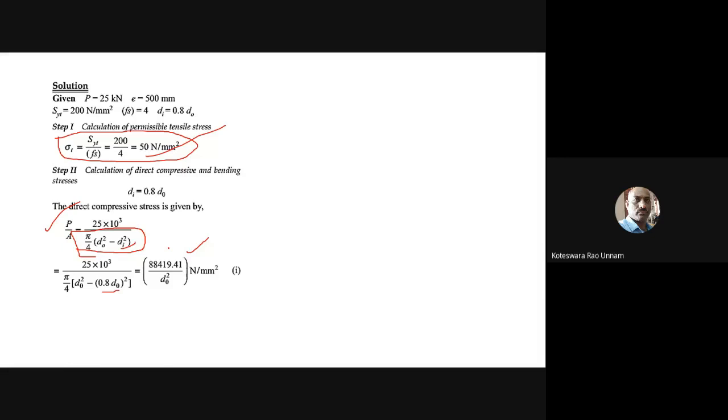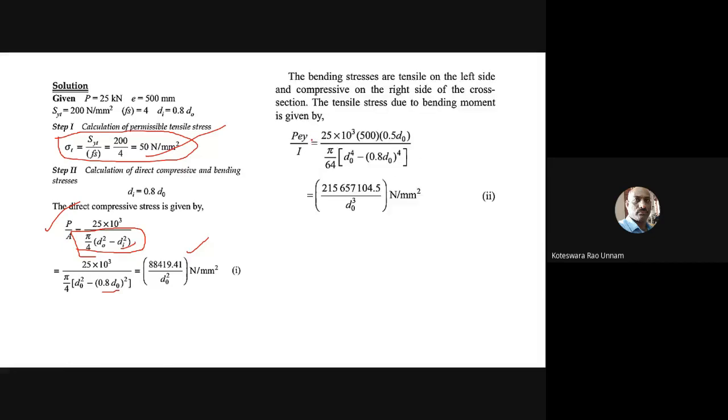Then we will compute the bending moment and we will compute the bending stress also. This is the expression for the bending stress, which is nothing but sigma b. If you want, you can denote it as sigma b, which is the bending moment, that is 25 into 10 cube into 500, times Y max. Because we are taking the maximum stress values, you need to consider Y max, which is nothing but d naught by 2. Then this is the formula for I, the moment of inertia of the hollow circular cross section. Now if I simplify this, I'll get the bending stress in terms of d naught cube.